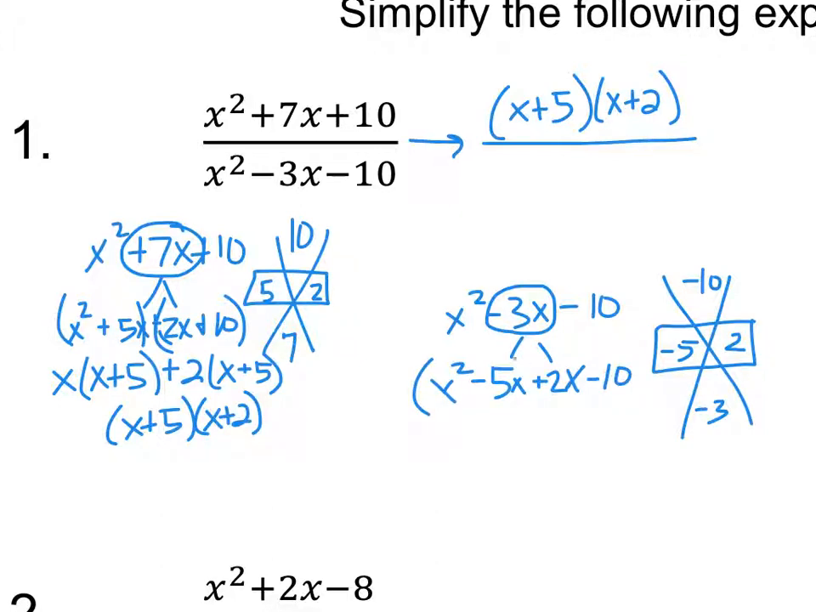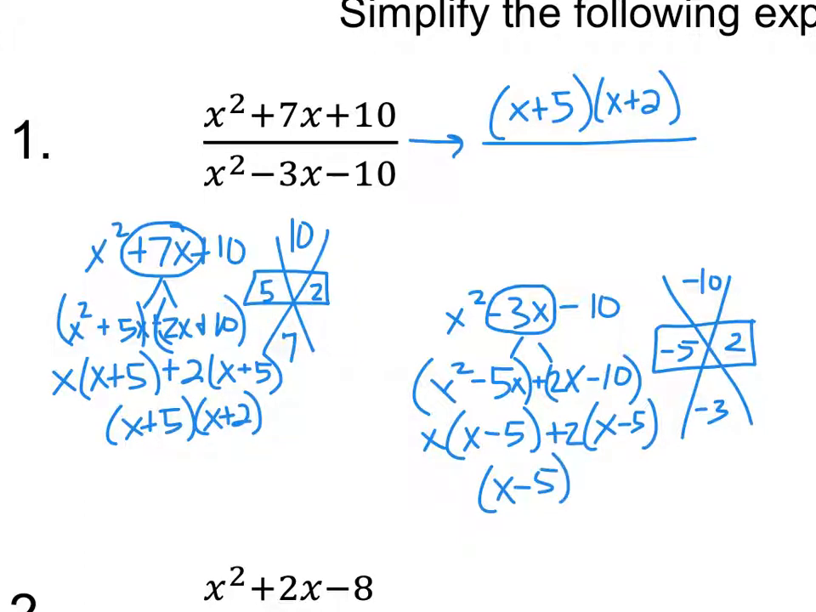Okay, and then I'm going to group them. Take out an x out of the first group, left with an x minus 5. Take out a 2 out of the second group, left with an x minus 5. Have an x minus 5 in common, and an x plus 2 left over. Okay, that's what's going to go on the bottom: x minus 5 and an x plus 2.